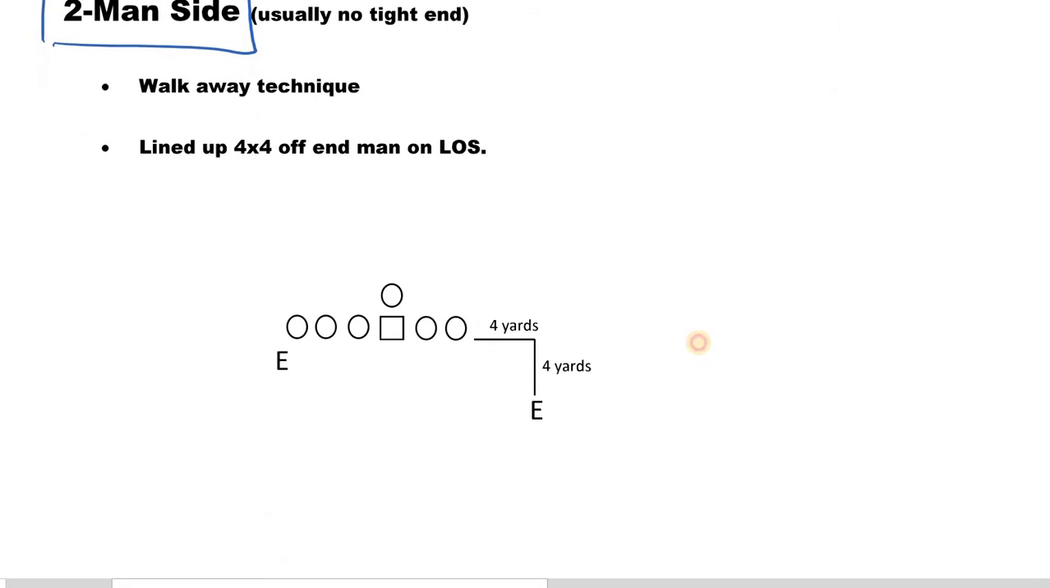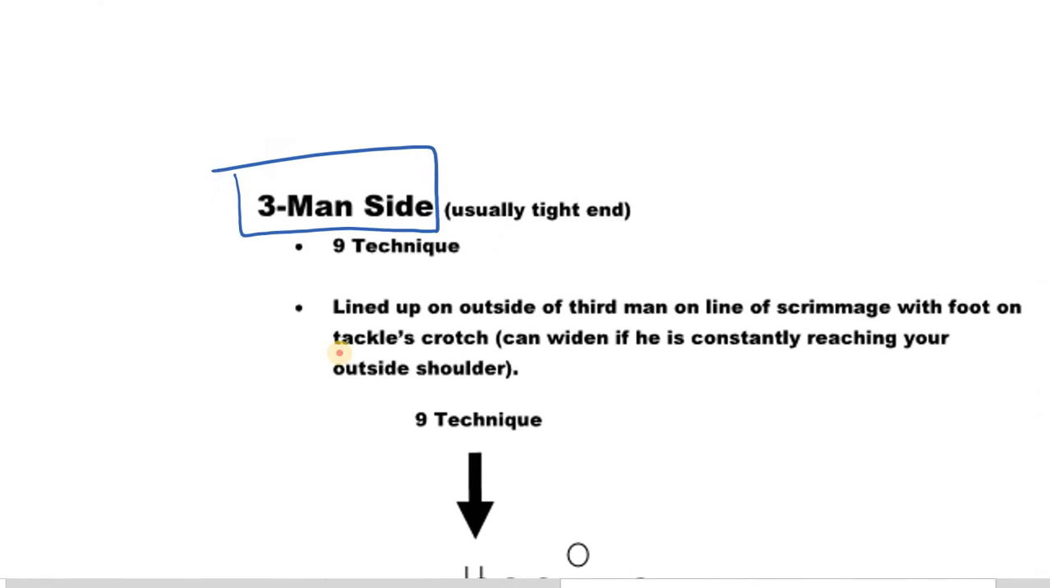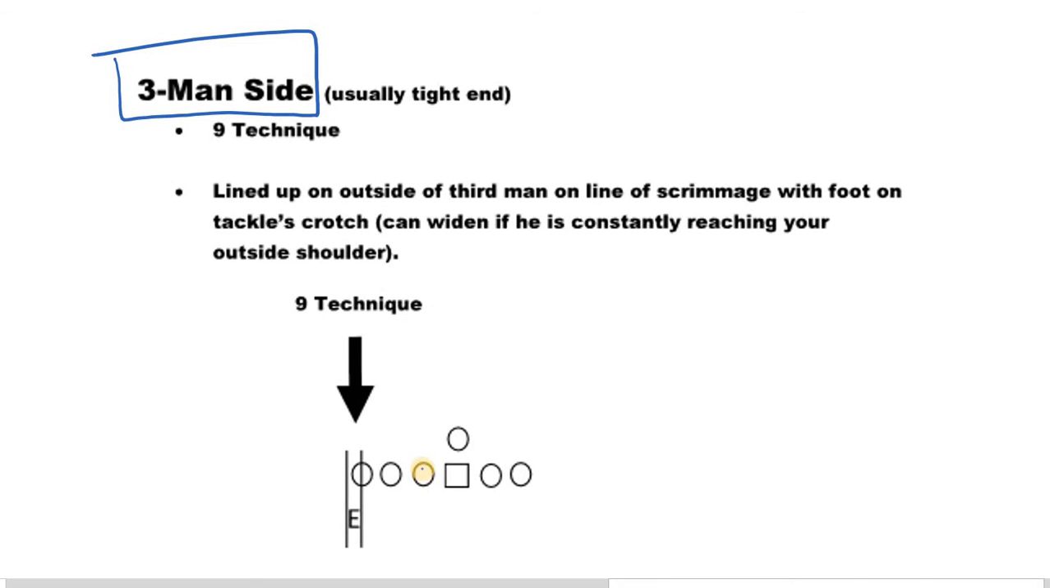Alright, moving down on the two-man side, so we count from the center, there's 1 man, 2 man. So in that case, we are in what is called walk away, and we are 4 yards by 4 yards off the line. When, however, you have a 3-man side, that as in this situation, 1, 2, 3, we are in 9 technique. That's where our foot is splitting that tight end's crotch, and we make sure we hit him aggressively with our hands at the start of the play.